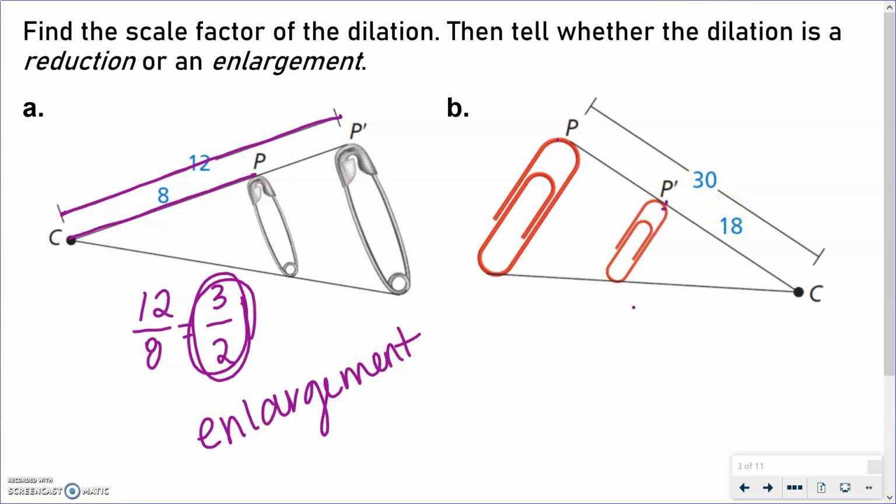On the second one here, we're going from P to P prime, so we're going from 30 to 18. So 18 goes on the top this time, 30 on the bottom, and I'm going to simplify that, and I get my scale factor of 3/5, and that's a reduction.